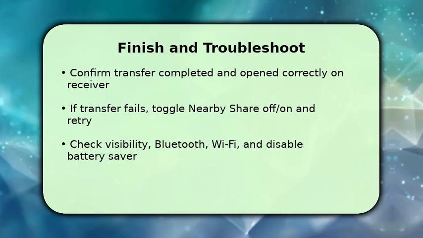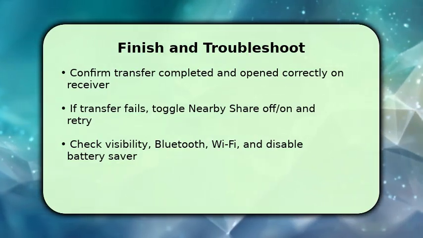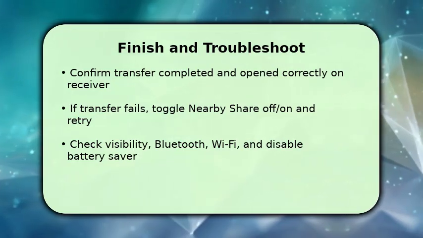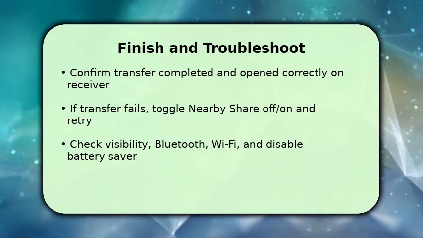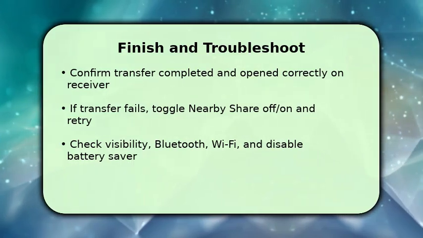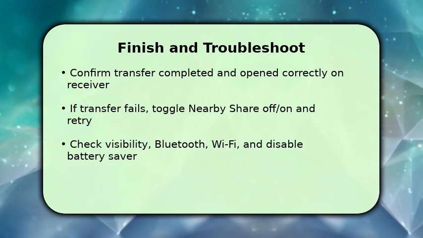If something goes wrong, first toggle Nearby Share off and on, then retry sending. Make sure both devices remain visible and Bluetooth and Wi-Fi are active. If problems persist, disable Battery Saver and check app permissions for location. These often block discovery. As a last resort, restart both devices. This clears temporary.